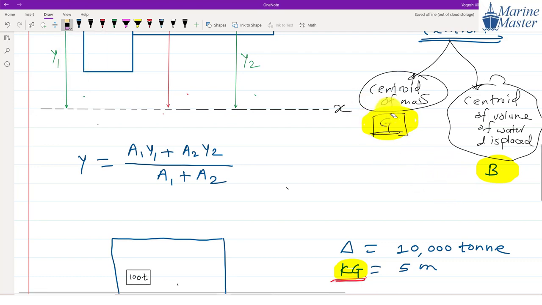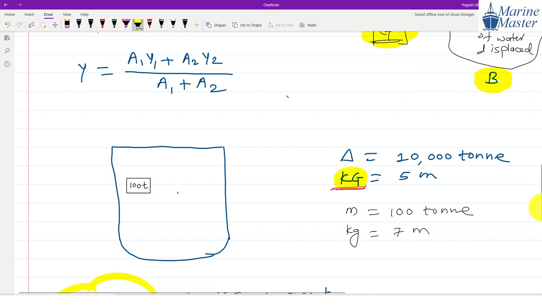So what is the meaning of G? What is the meaning of B? Center of buoyancy. Guys, are you getting my point? Center of buoyancy is the point through which the buoyancy force acts vertically upward. So that is meant by center of buoyancy. Now try to understand the scenario.